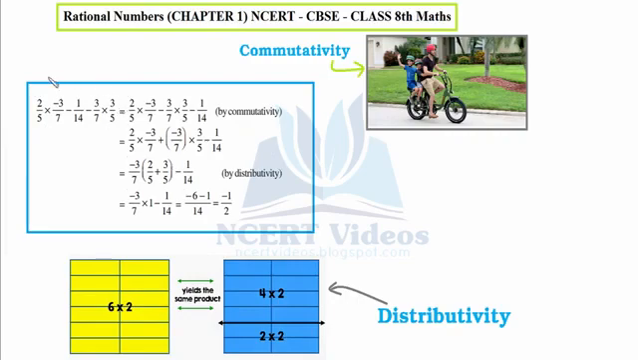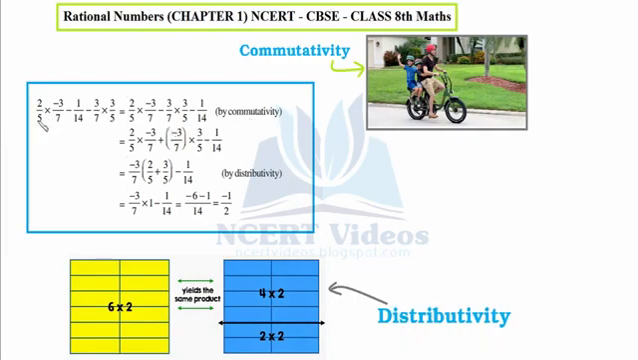We have this problem, 2 over 5 into minus 3 over 7, minus 1 over 14, minus 3 over 7 into 3 over 5. There are many ways to solve it. The one is to just go with the flow. That is, first you solve this, then subtract this, then subtract the final two terms. The other way is to group them or to move them. Grouping them will be termed as distributivity, and moving them from one place to another is called commutativity.